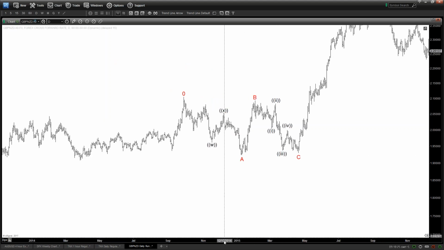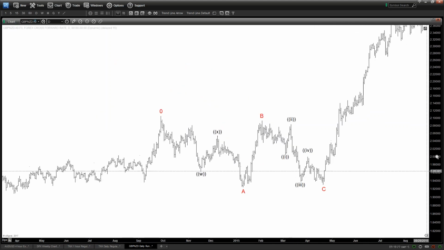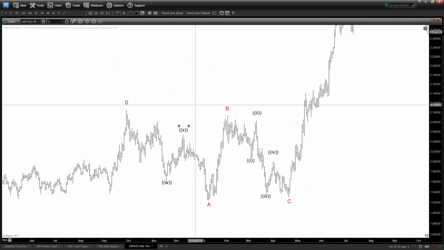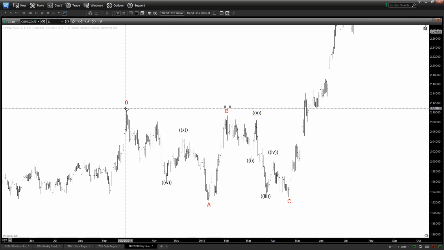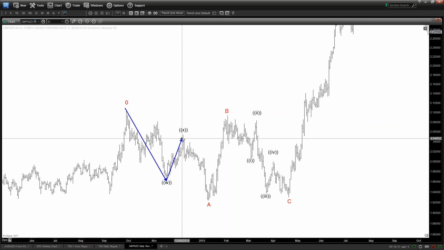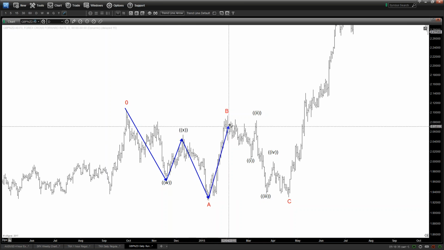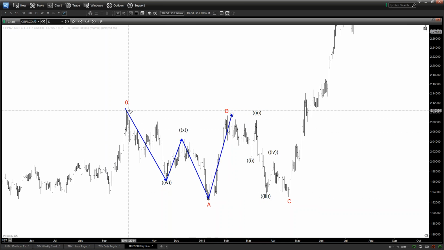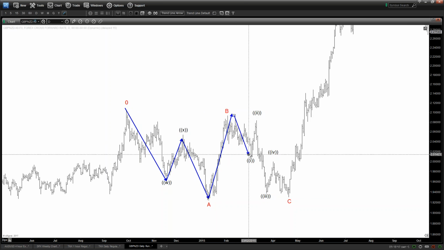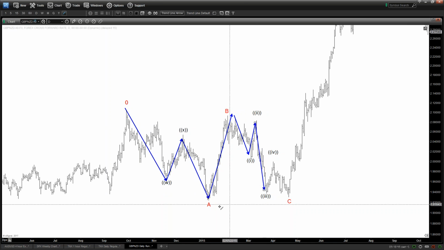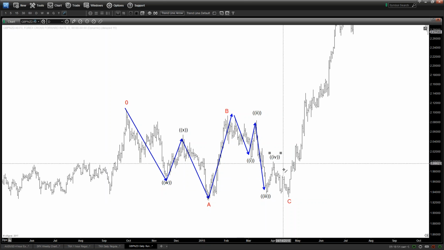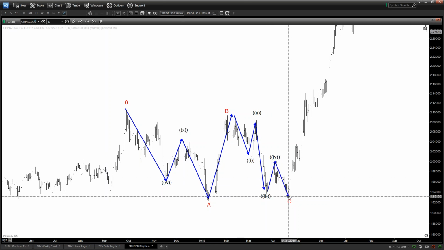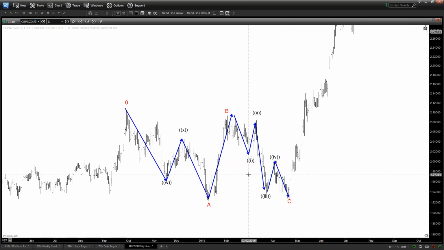This is a daily chart of the pound New Zealand dollars. Now look at this. From here, from 0, we got 3. We got your correction, the B. The B in this case is just a retest of the beginning of A. And then you got the 5 waves down, the C, failing to extend beyond this. So this is an example of a running flat. All right.